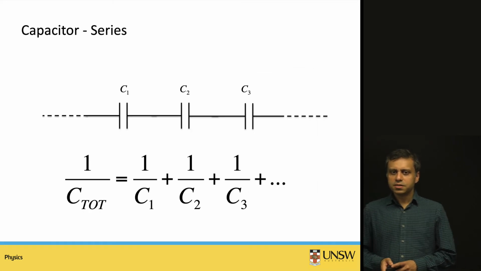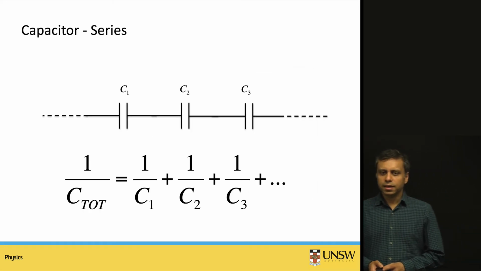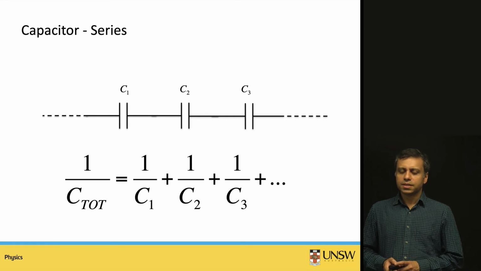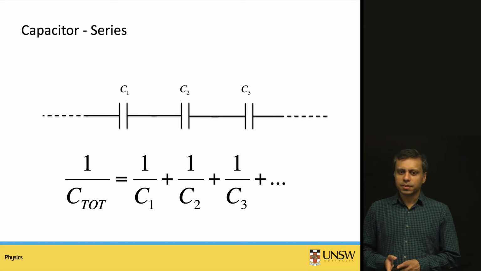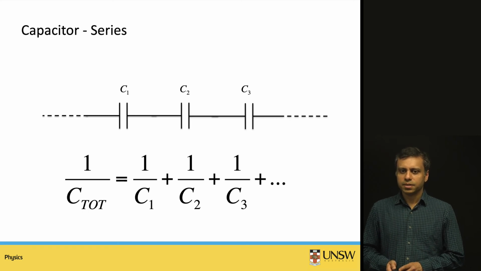And if you have a series combination of capacitances, then to calculate the total capacitance or the equivalent capacitance, you have to use the inverse law. That is, the inverse of the total capacitance is equal to the sum of the inverses of the individual capacitances.